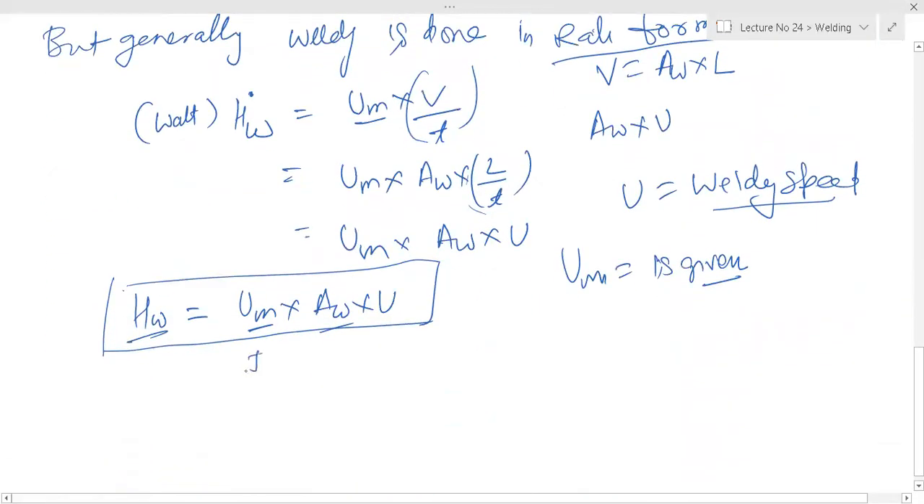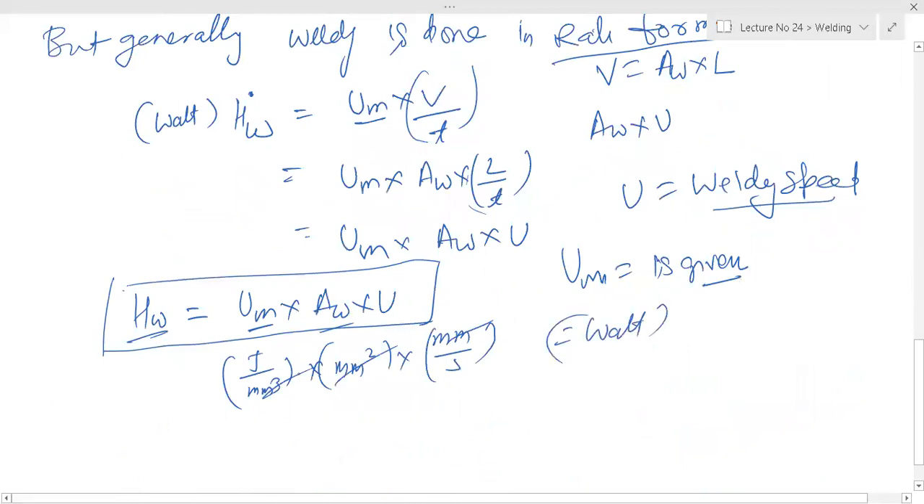So this unit will be joule per millimeter cube, something like that. AW will be millimeter square, and U will be millimeter per second, right? So finally it will be in the form of watt. It is power, right? Everybody is clear up to this point? Fine. So what is U? U is your welding speed.